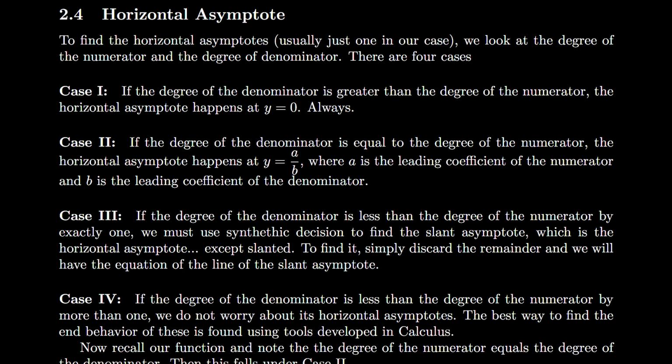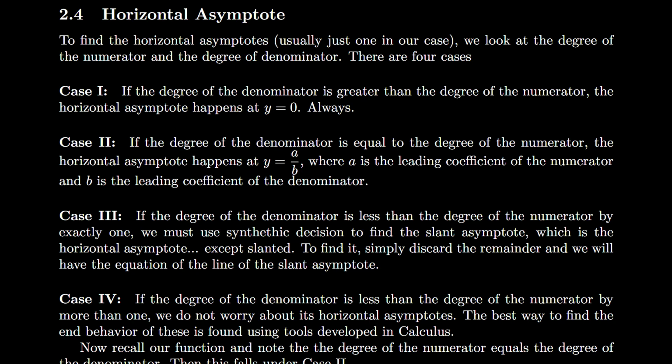The hardest of the 4 cases is case 3, and it's not even close. If the degree of the denominator is less than the degree of the numerator by exactly 1, then we have to use synthetic division to find the slant asymptote, which is the horizontal asymptote except slanted. To find it, simply discard the remainder, and we will have the equation of the line of that slant asymptote, and we'll do an example on this in a minute.